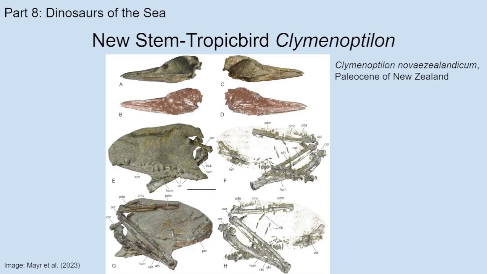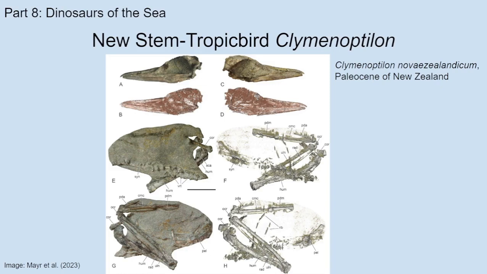There are also stem tropic bird fossils found in the UK, for example, also in North Africa, and also North America, continental North America. And there have been some bits and pieces of what seemed like tropic bird-like birds found from the Paleocene of New Zealand. But this year, we finally got by far the most completely preserved of one of these New Zealand early tropic birds that confirms that, yes, early stem tropic birds were found indeed in New Zealand.